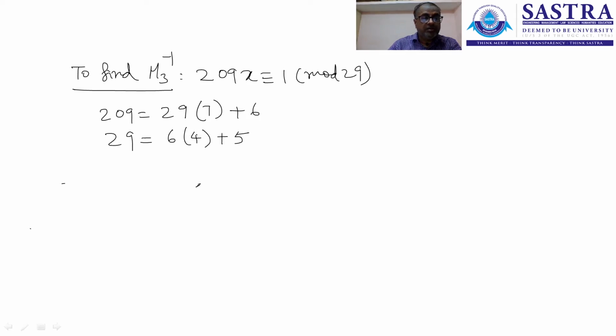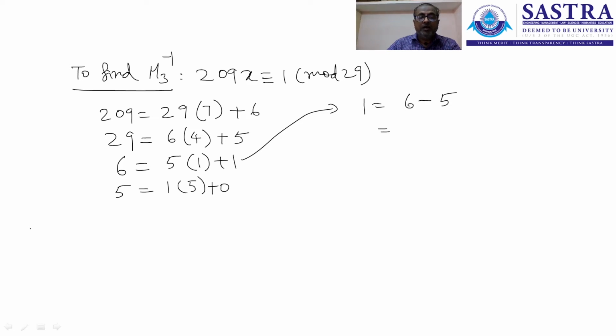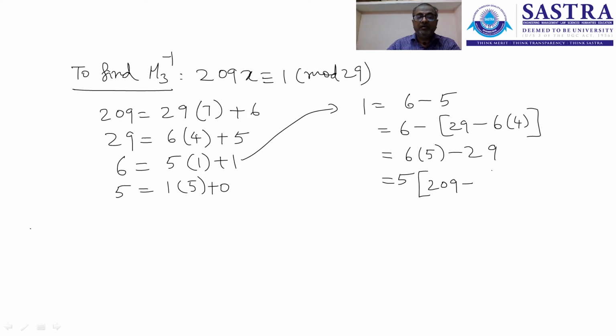And this turns out to be like this. 6 is equal to 5 into 1 plus 1. And now I have to write 5 as 1 into 5 plus 0. As usual, from this I have 1 is equal to 6 minus 5, and I will replace 5 with 29 minus 6 into 4. So this gives you 6 into 5 minus 29. Now I replace 6 using the first one, 209 minus 29 into 7, minus 29.